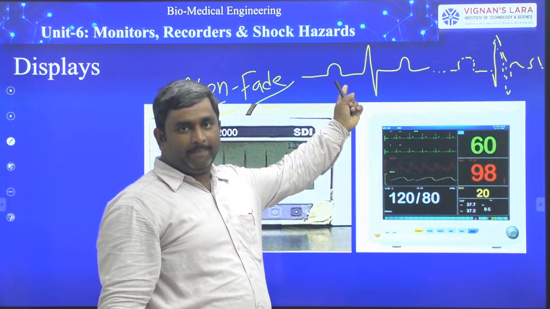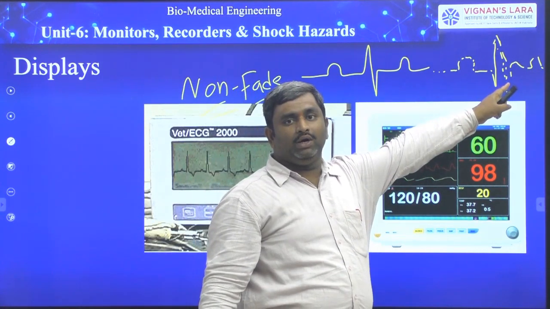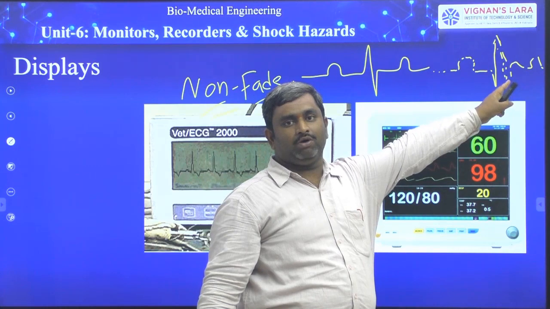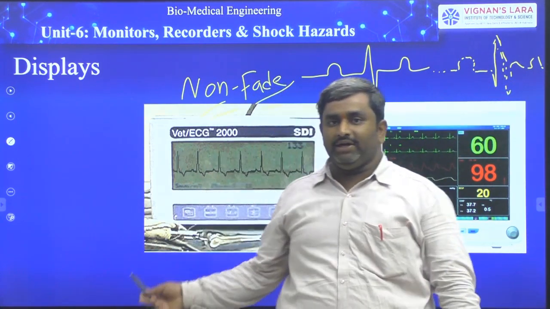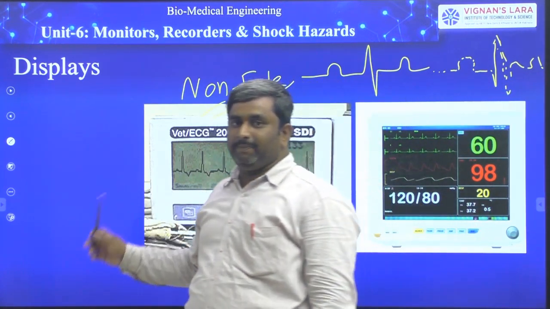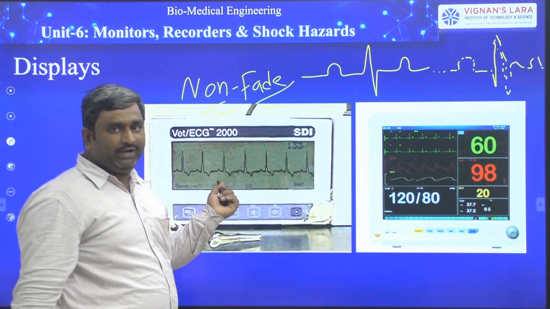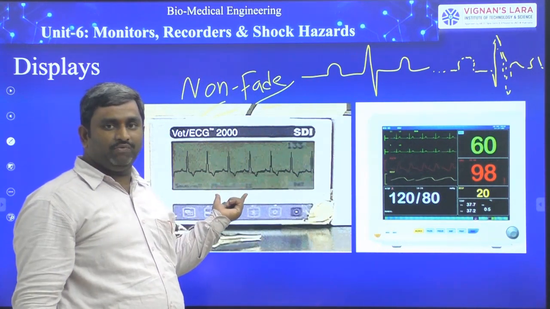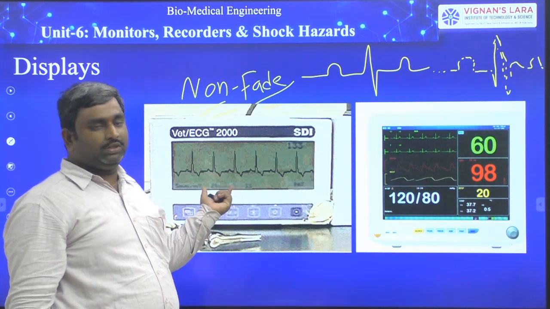This is the present day displays. This is the olden days displays. Dot display. We can call dot display. Non-faded displays with the dots. That is the basic operation. This is the non-fade display. You have to observe this one very closely. Then only you can observe the behavior.